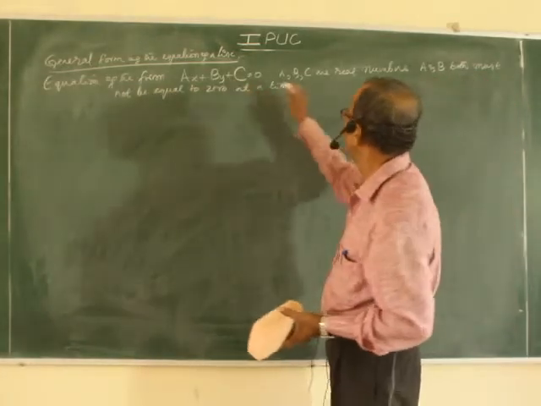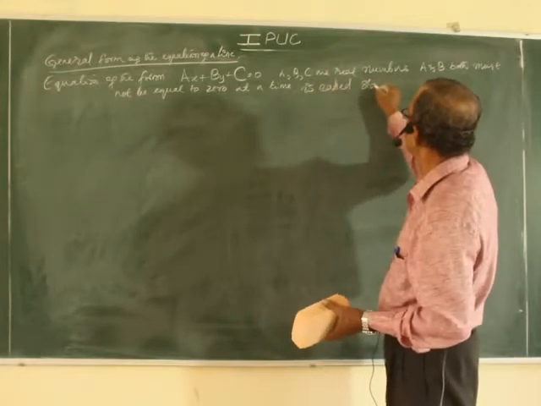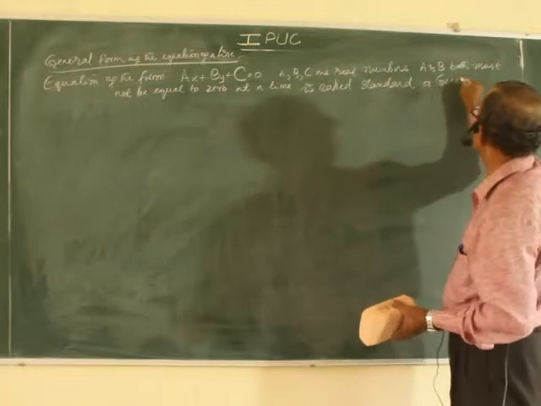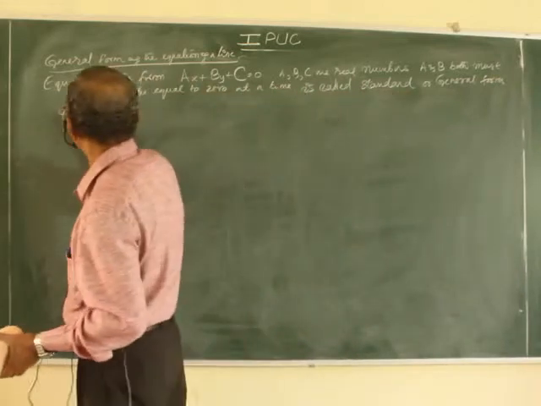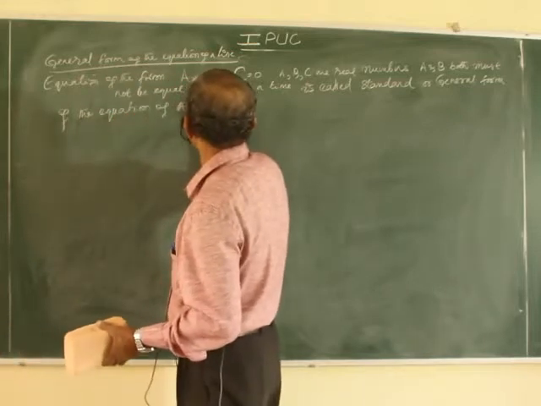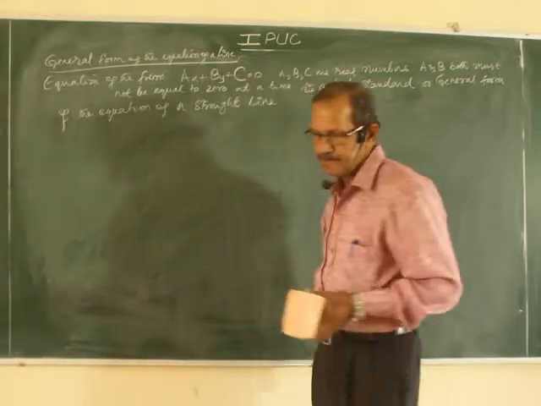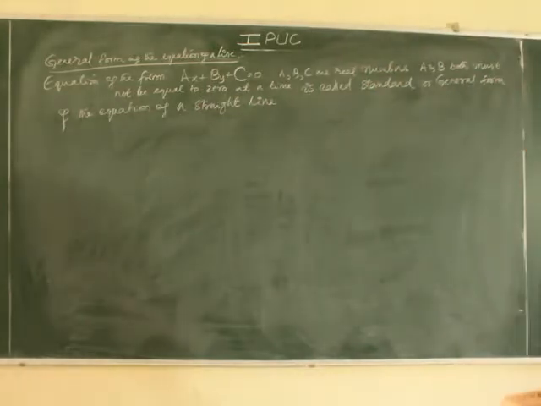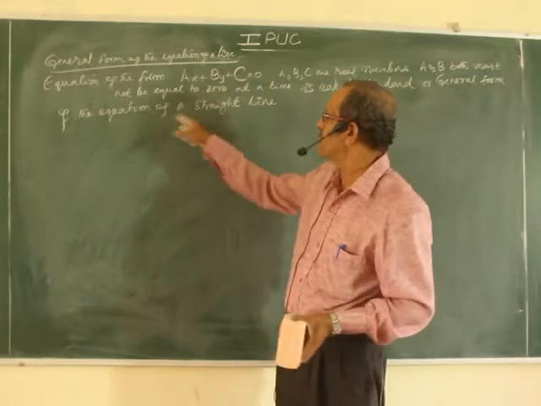Equation of the form ax plus by plus c equal to 0 is called the standard or general form of the equation of a straight line. It is called the equation of the straight line. Any linear equation in x and y always represents a straight line.